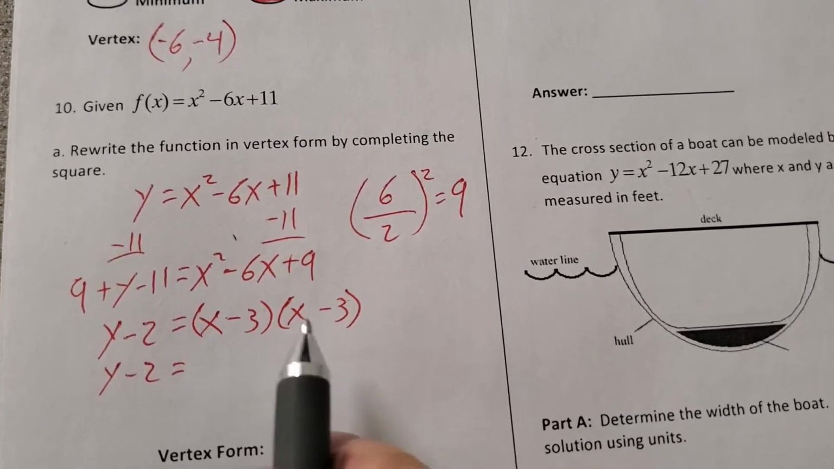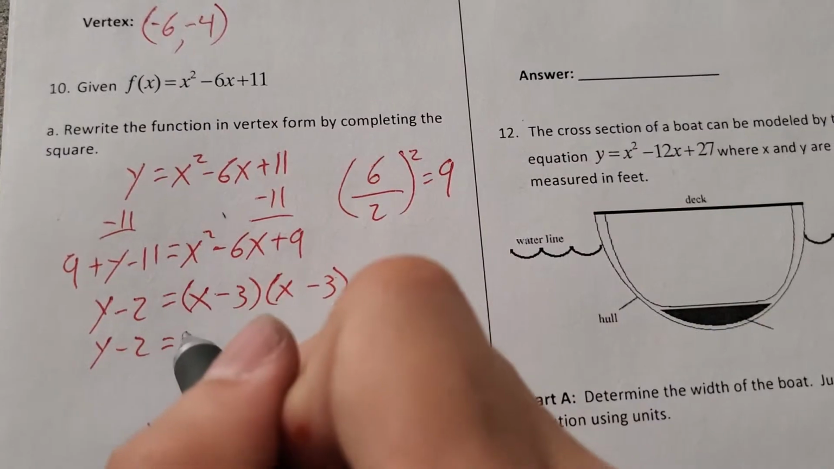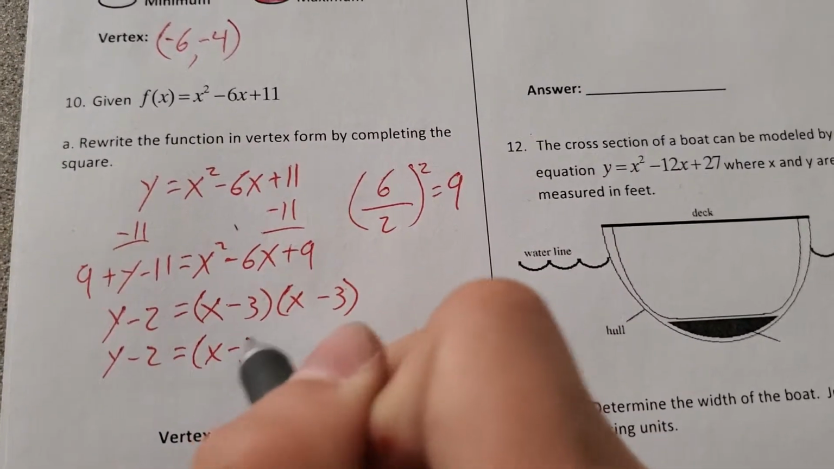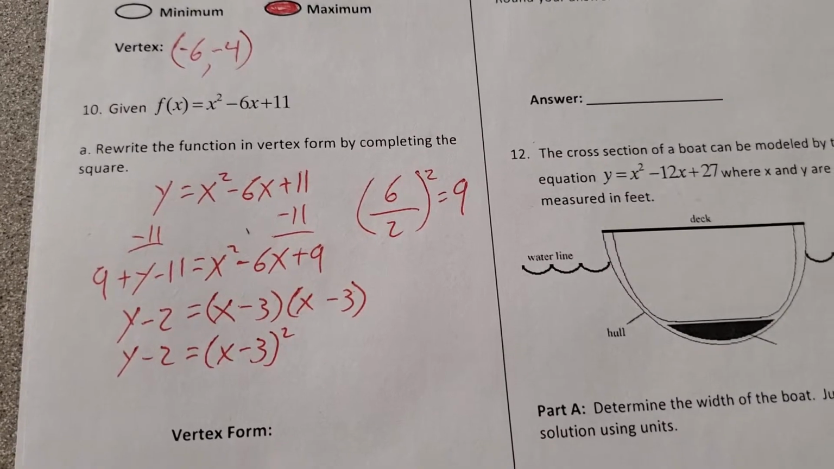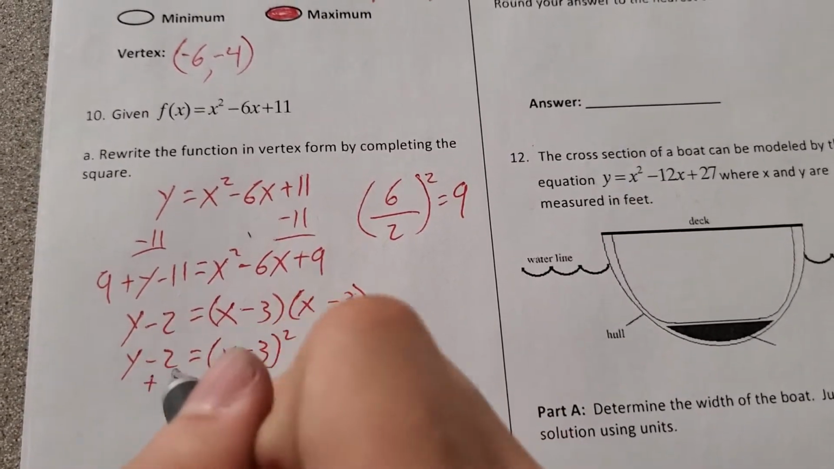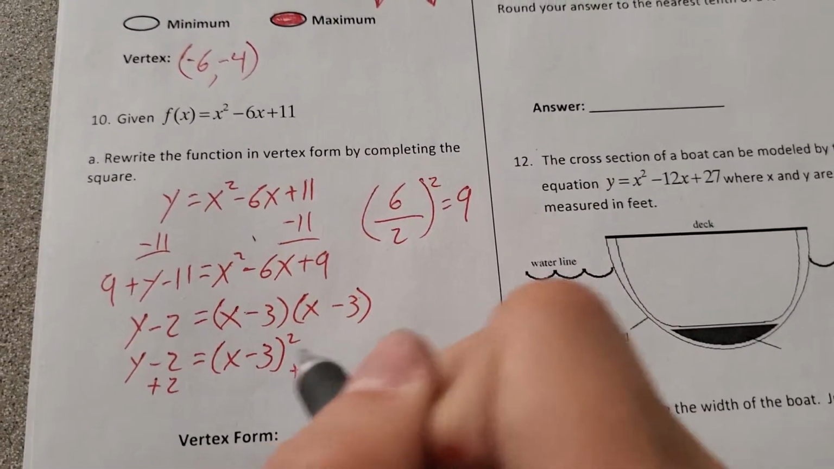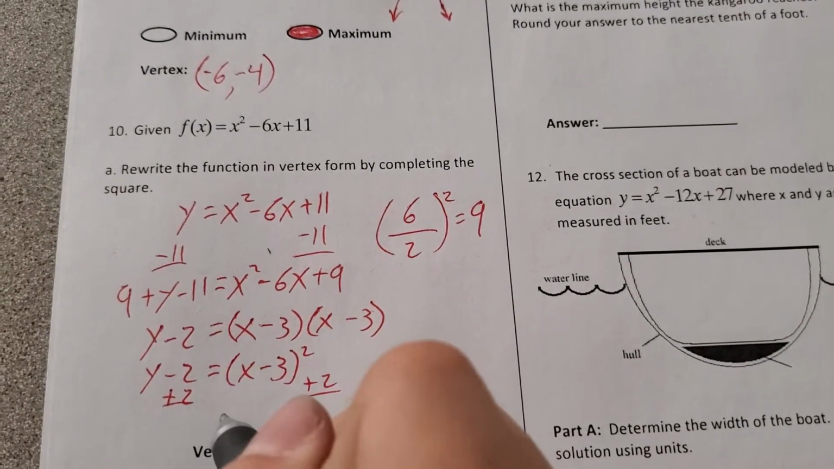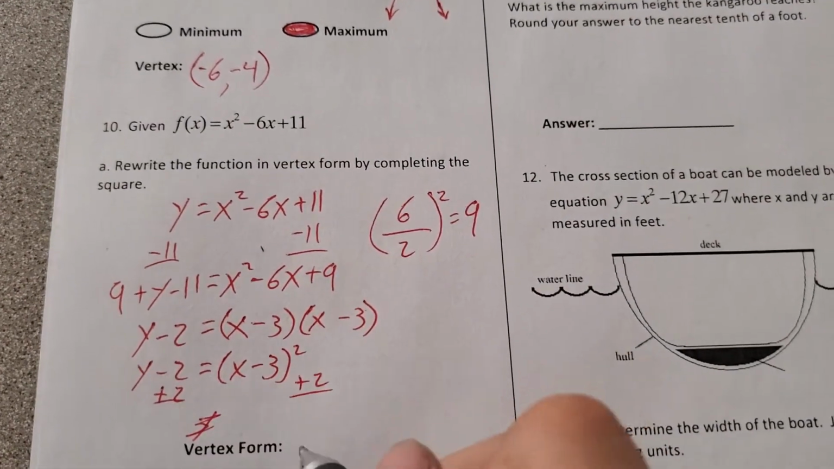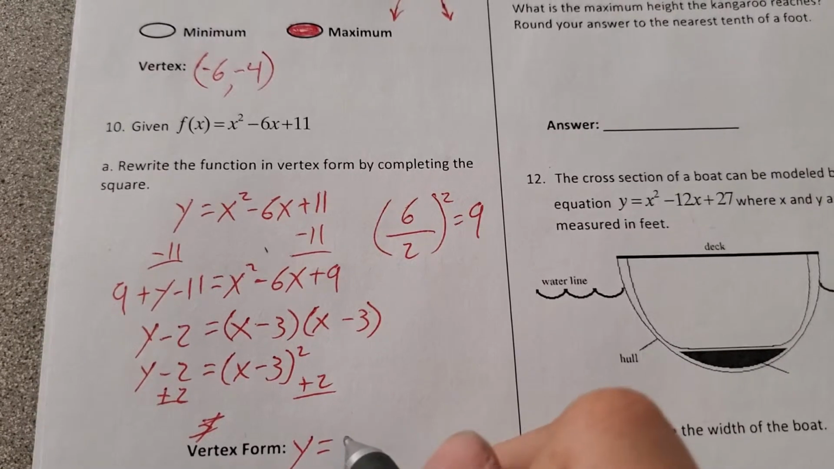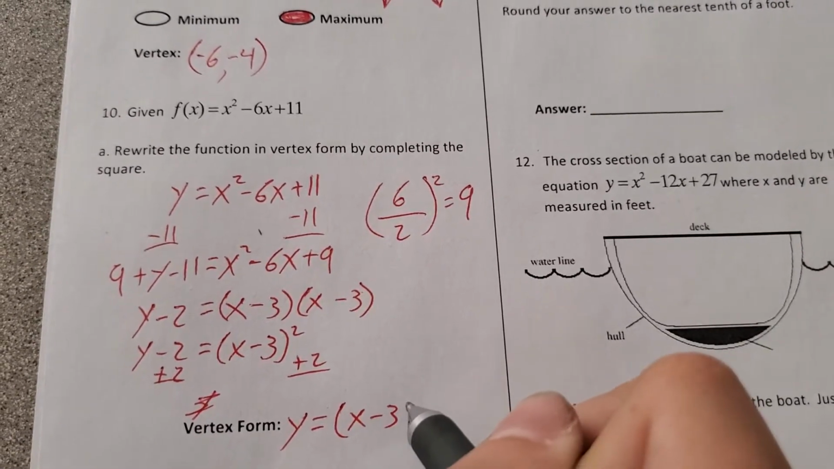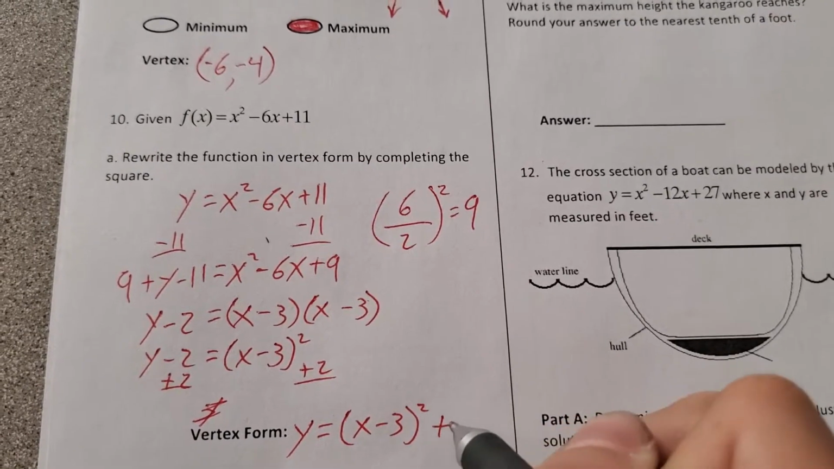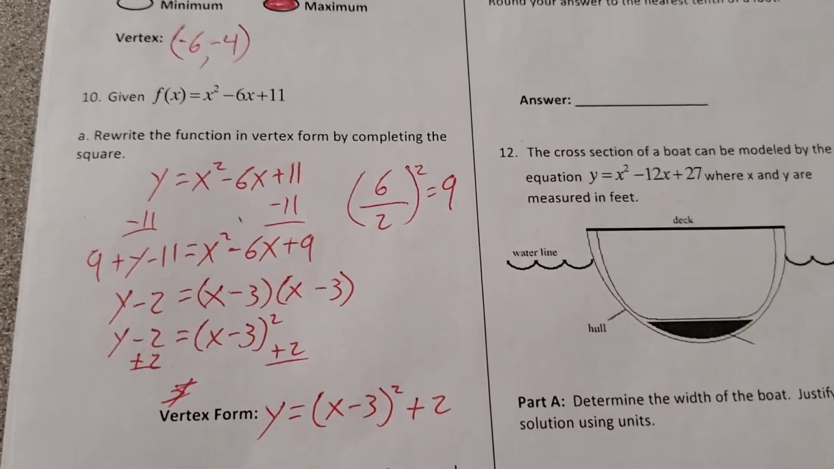So, great. Almost done. I'm going to take the y minus 2 equals. Now, because there's 2 of these, I can make one of them -3 and just raise it to the second power. Lastly, leave y by itself, add 2 to both sides. That leaves me with the vertex form to be y equals x minus 3 squared plus 2. That's it.